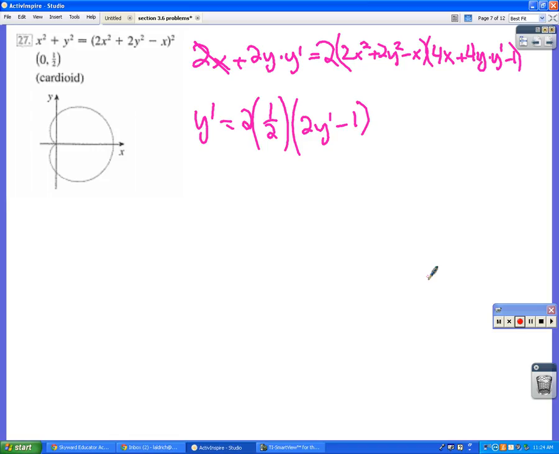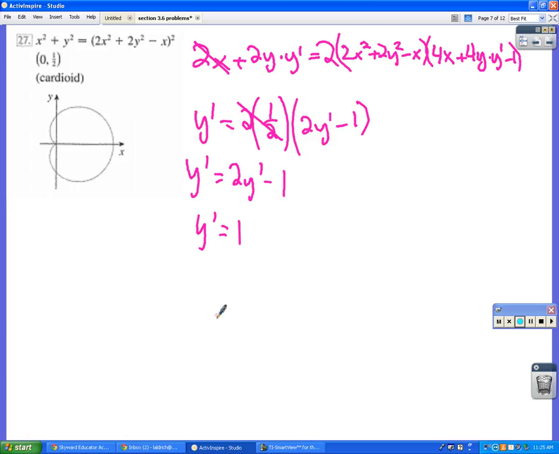Which is not to say that you couldn't do it that way. Multiply out a trinomial, get 9 terms, horrible. 2 times 1/2 is 1, so even better, that goes away. So y prime equals 2y prime minus 1. So that means that y prime equals 1.